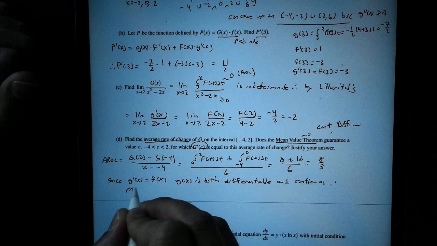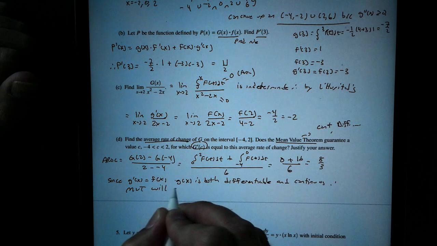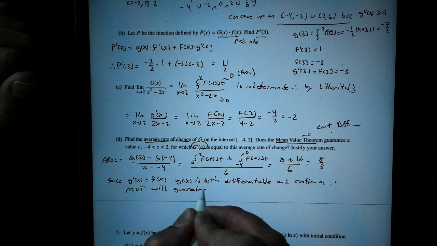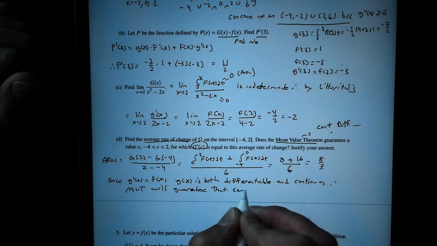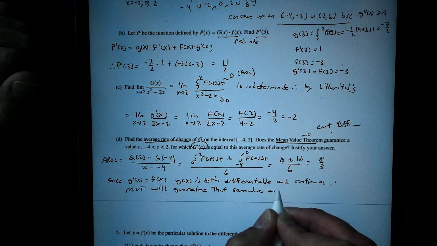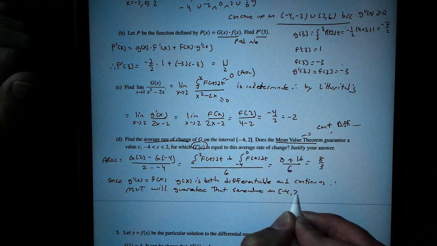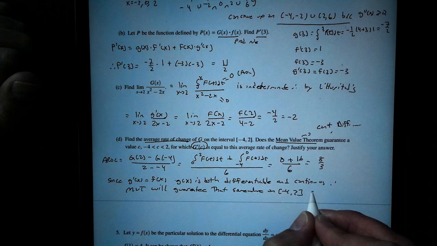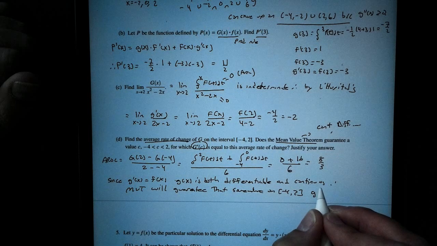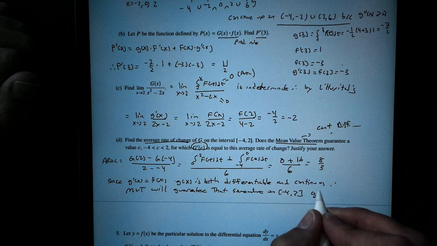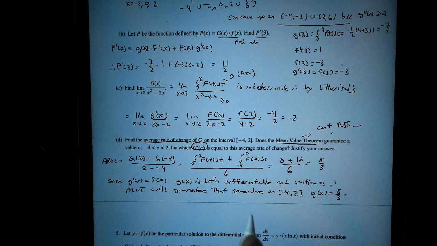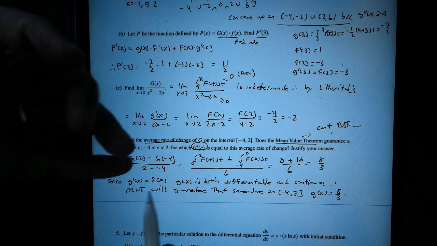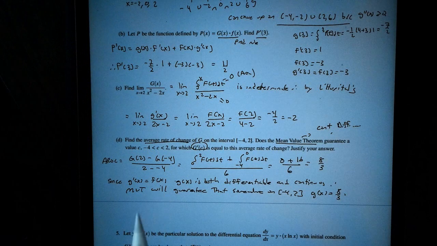Therefore, the MVT, the mean value theorem, will guarantee that somewhere on that domain, negative 4 to 2, g prime of x will equal 8/3, right there. Remember, that's very simple, because g prime is the derivative of f, and it must be continuous, and g must be continuous and differentiable.